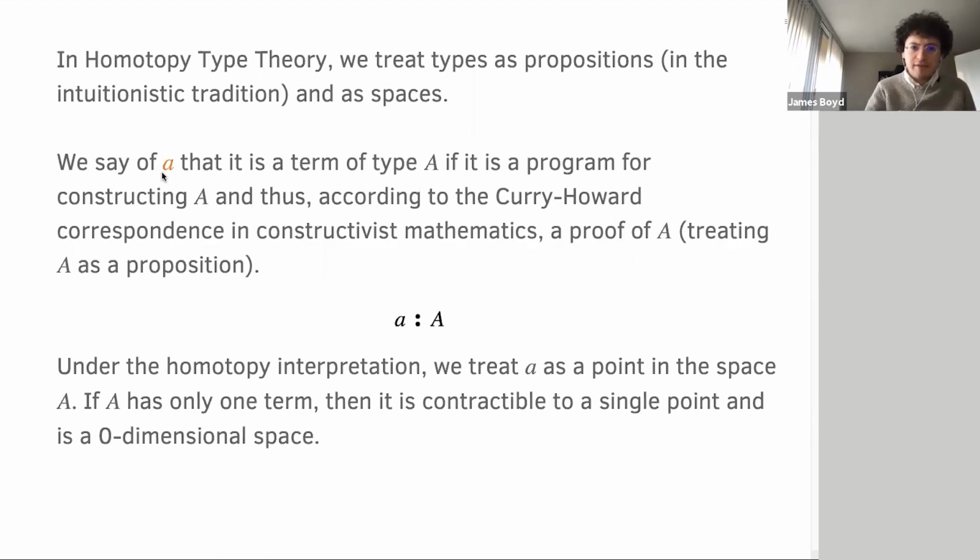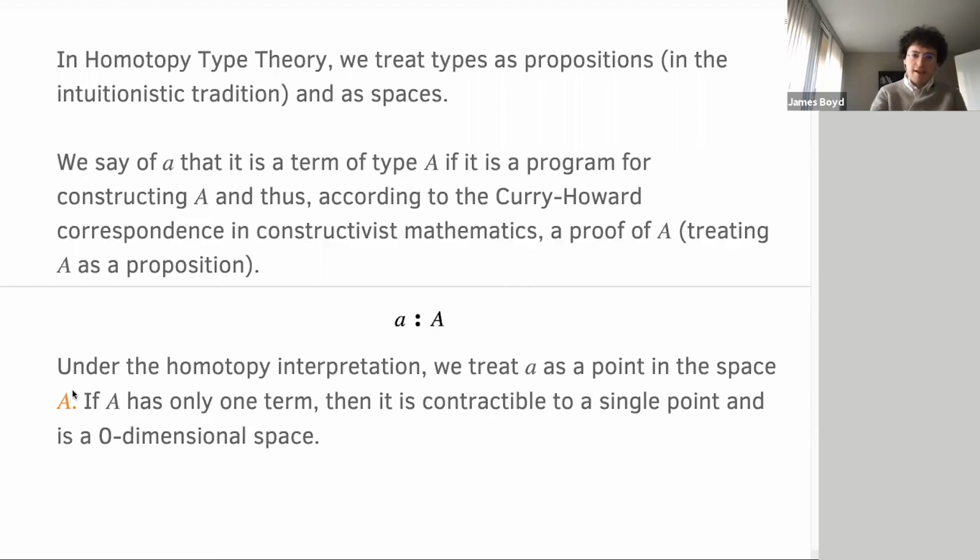So we say of some little a that it is a term of a type, in this case big A, if little a is a program for constructing big A. And thus, according to something called the Curry-Howard correspondence in constructivist mathematics, little a is some proof of A, where we treat A as a proposition. We write this relation as such. So just to review, you have a program for constructing some type, and because you're able to construct that type, you can also treat that program as a proof, where you treat the type as a proposition. Now, under the homotopy interpretation, we treat little a as a point in the space big A.